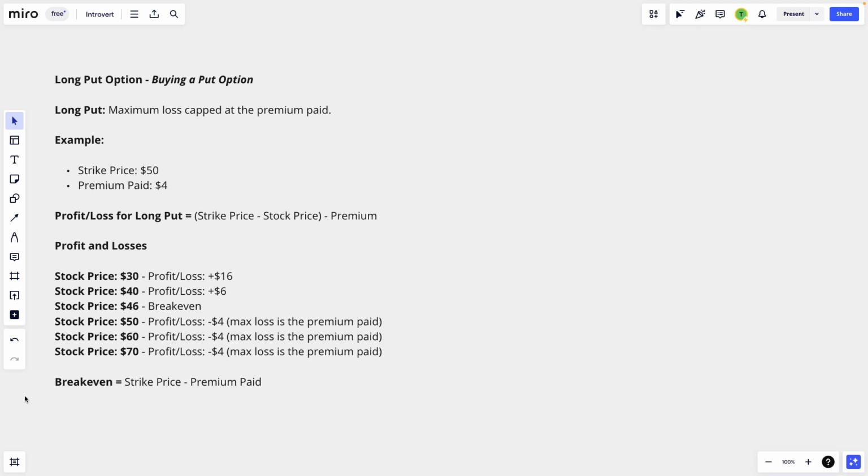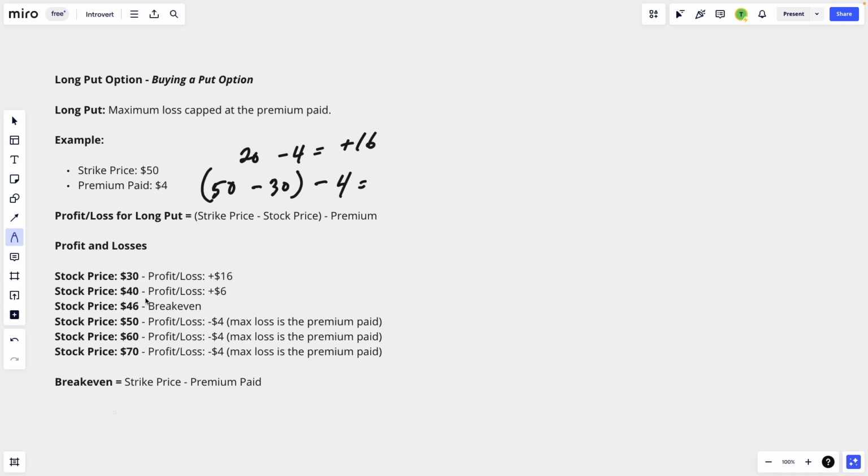If we look at a few of these examples, with a stock price of 30, we have a profit of 16. As the price goes down, we are going to gain here. The strike price is 50 and the stock price was 30 in that example, so 20 minus the premium of 4. Our profit is going to be $16 when the stock price goes down. So that is going to be a bearish outlook here.